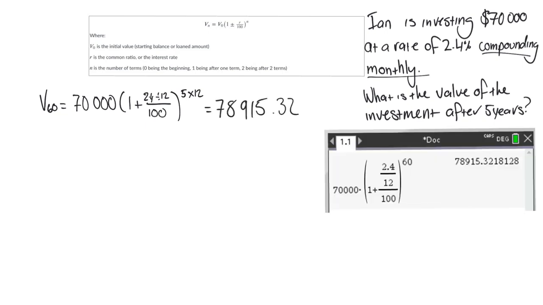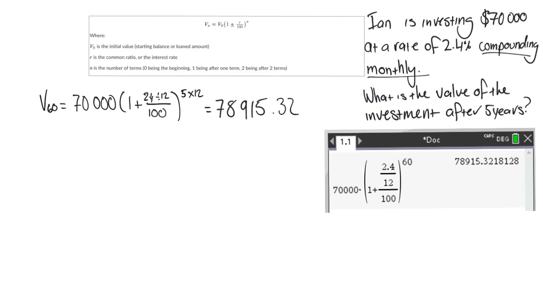Great, so here we can see we've popped it into our CAS calculator and the adjustments that we've made: the compounding periods, instead of 5, are 60, so 5 times 12, and the interest rate, we've said it's 2.4% divided by 12 over 100. So Ian would have, after 5 years, $78,915.32. So that's compounding monthly.